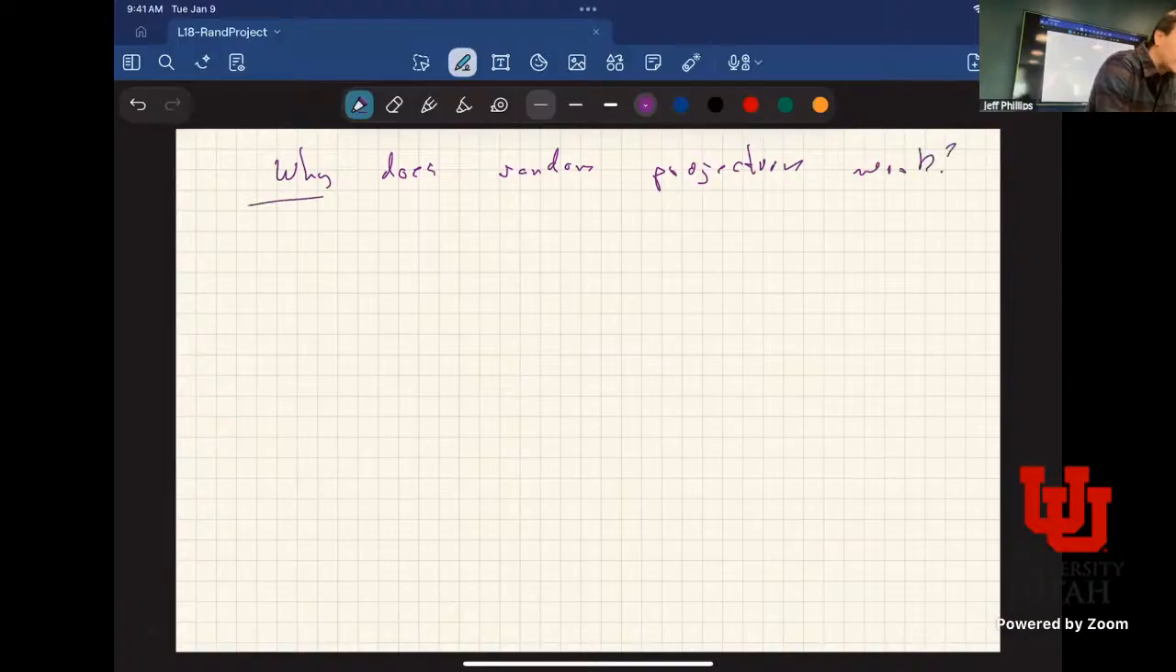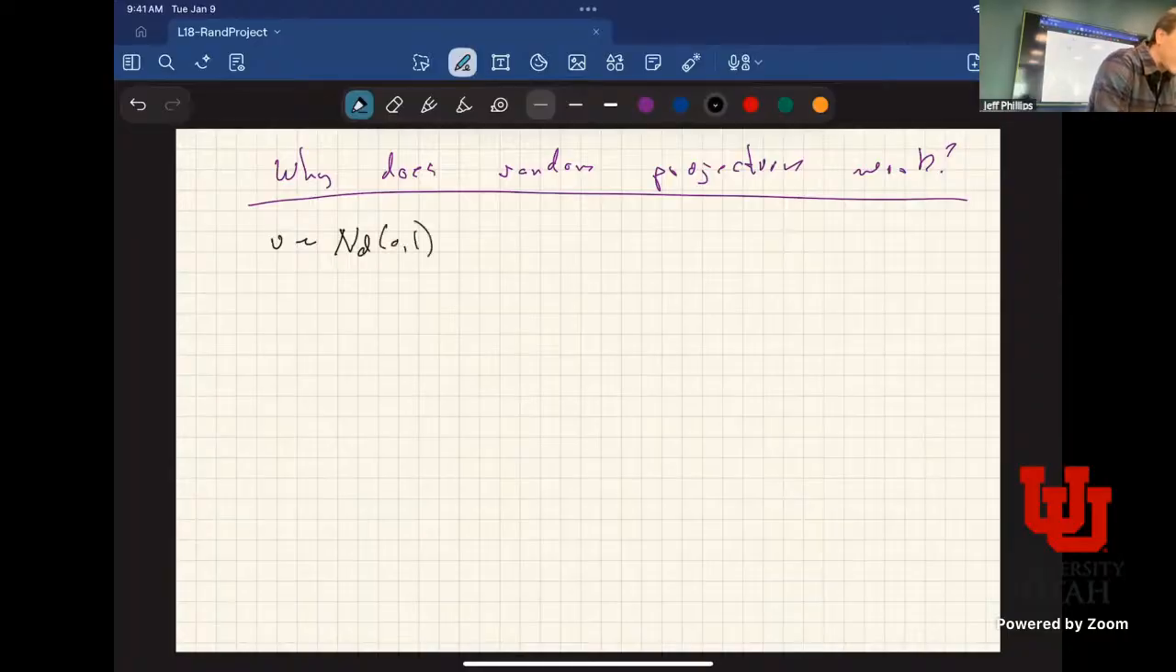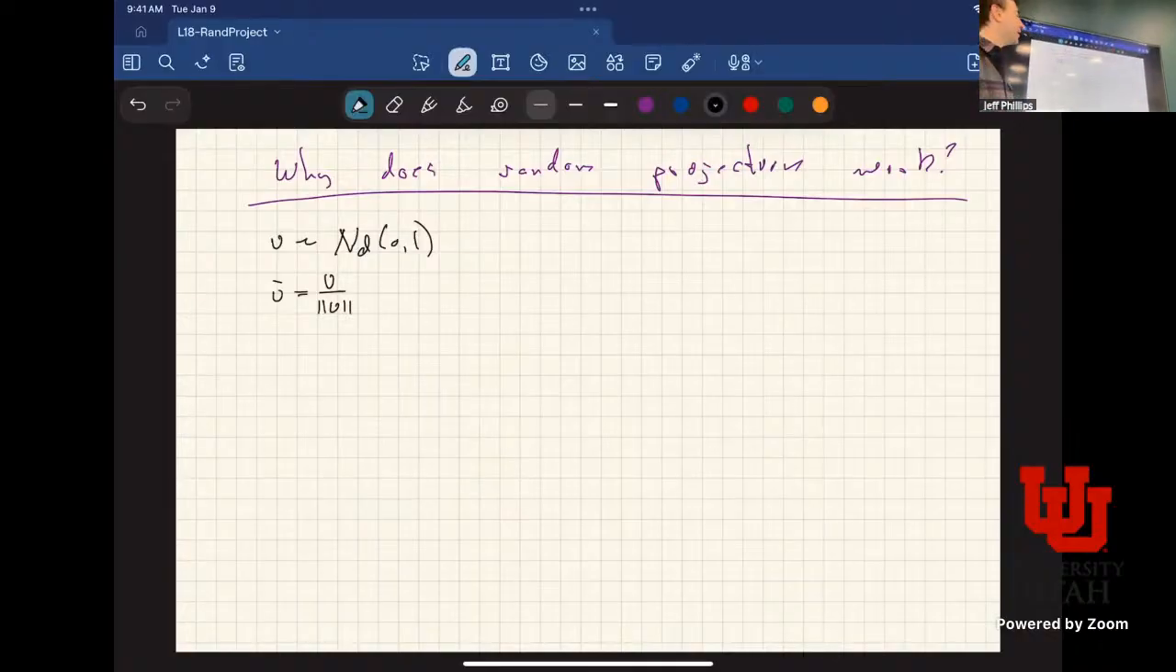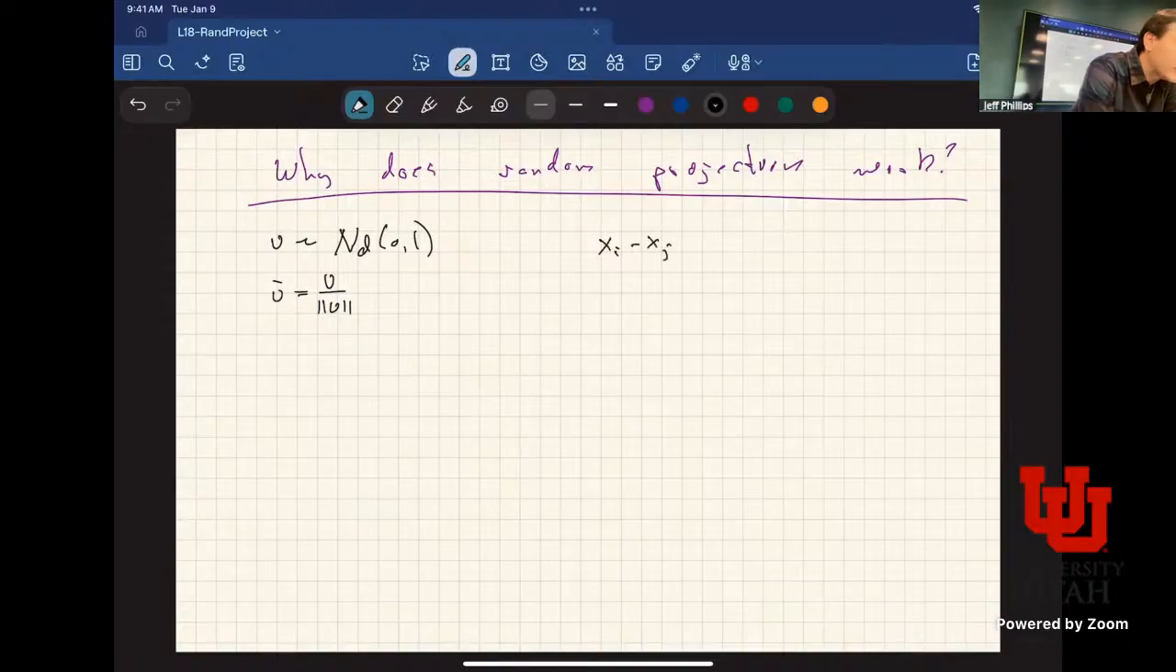Okay, so let's look at u, which is going to be a random vector N(0, I_d), divided by its norm. U bar is u divided by the norm of u, right? So I have one random unit vector. And now I want to look at some pair of distances, x_i minus x_j. In fact, I'm going to write this as a single vector z.